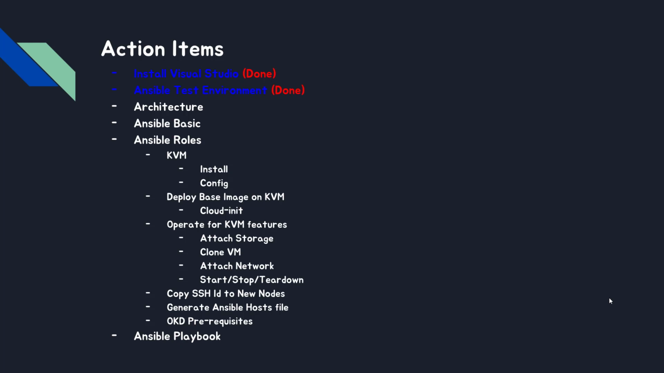Generate the Ansible host file. Our objective at the end is the installation of OKD. For that, we need to create an Ansible host file for OKD, and then we can install. The next is the OKD prerequisites. When we install OKD, we need to set up some prerequisites like Docker storage, and I'm going to handle the prerequisites using an Ansible role, and we will create an Ansible playbook.